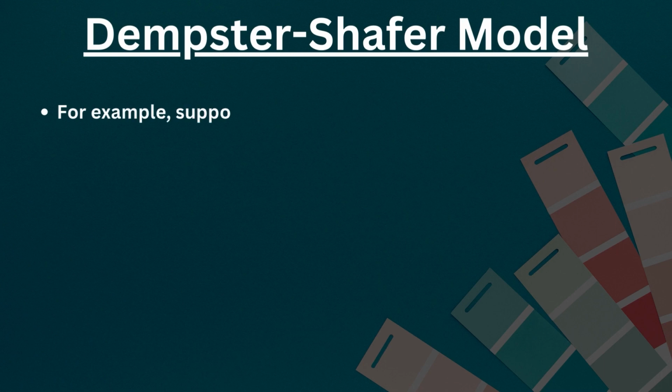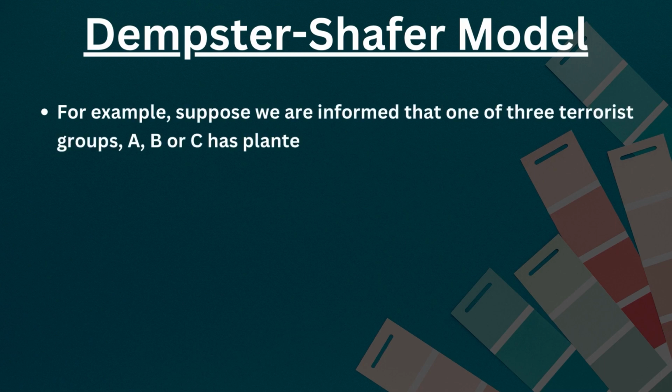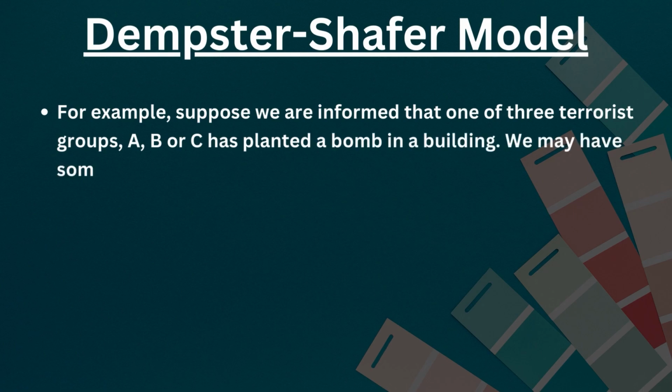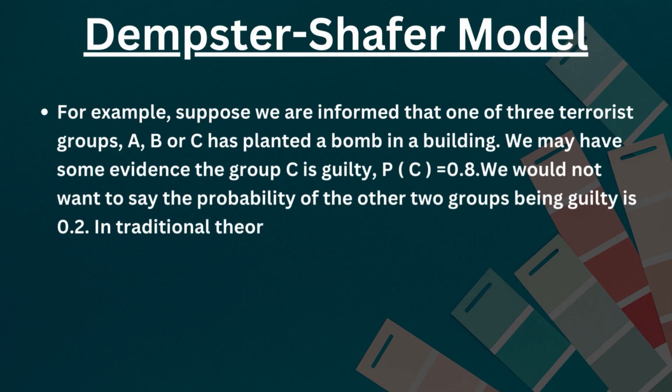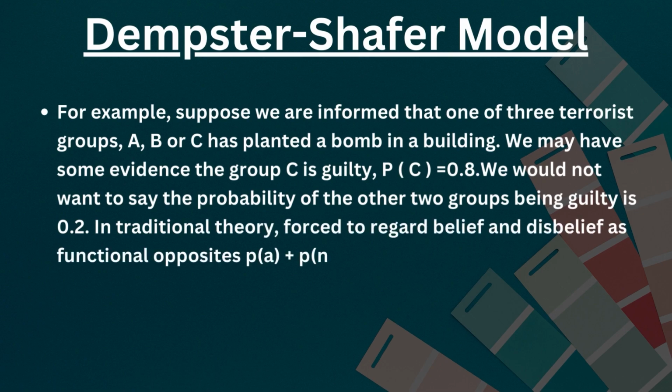We will see one example related to dealing with uncertainty using Dempster-Shafer theory. This is one of terrorism investigation. So, imagine we are investigators trying to figure out which of the three terrorist groups A, B or C planted a bomb in a building. In a traditional probability framework, we might feel compelled to distribute probabilities in a way that makes them add up to 1, considering belief and disbelief as opposites.